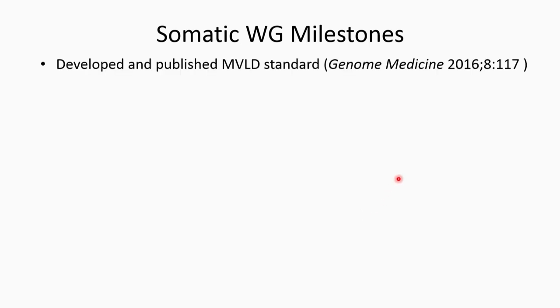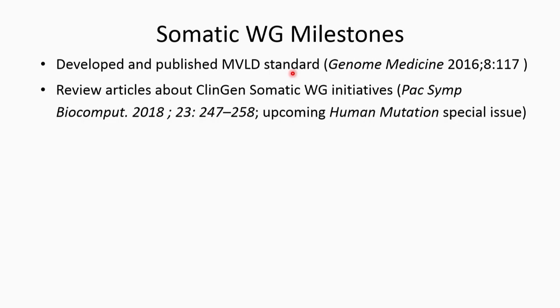So some of the key milestones and accomplishments of this working group to date. In 2016, the group published an article describing the MVLD standard. That stands for Minimal Variant Level Data Standard. And if you're not familiar, I will describe that in detail in the next couple of slides.